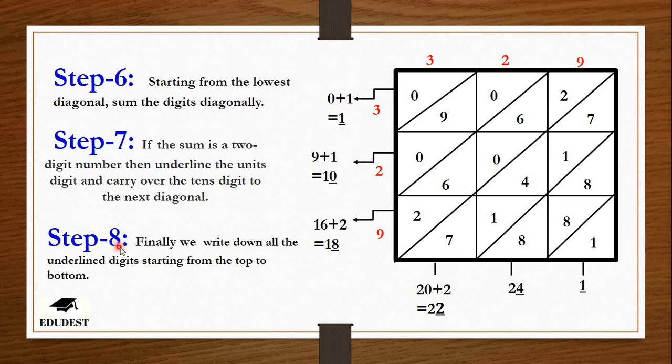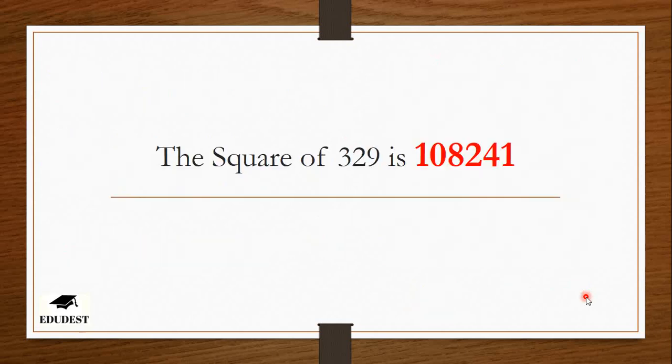Now according to step 8, finally we need to write down all the units digits and all the underlined digits from top to bottom. That means 1 0 8 2 4 1. So this is our answer. 1,08,241 is the square of 329.